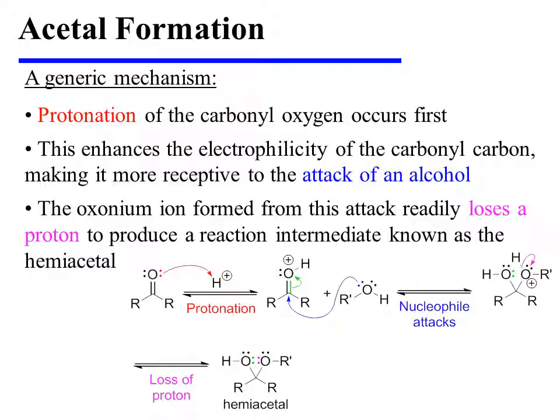Acetal formation begins with the protonation of the carbonyl oxygen. This enhances the electrophilicity of the carbonyl carbon, making it more receptive to the attack of an alcohol. This pushes the carbonyl pi bonding electrons onto oxygen to neutralize its charge. The new oxonium ion formed from this attack readily loses a proton to produce a reaction intermediate that is known as the hemiacetal.